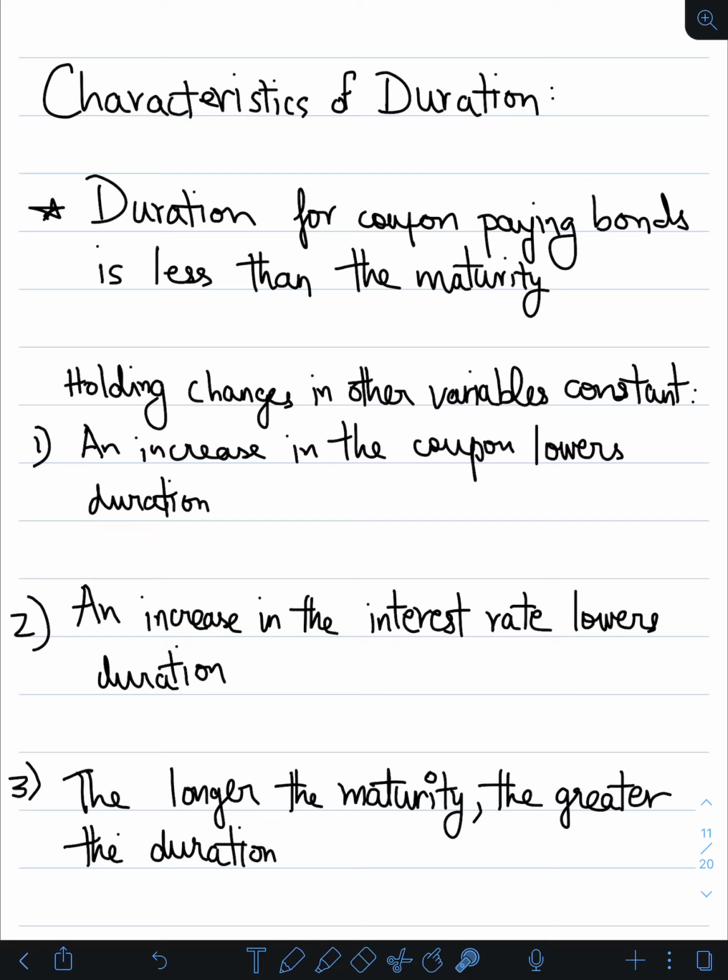The next thing: if we hold everything else constant and just let the interest rate change, an increase in the interest rate will also lower duration. And finally, the longer the maturity, the greater the duration. Hopefully, this should be intuitive. If you have a bond with a maturity of 10 years, you'd expect the duration of that bond to be higher than a bond with a maturity of 5 years, because you cannot cross the maturity period. Duration will always be equal to or less than the maturity. So the longer the maturity, the greater the duration.